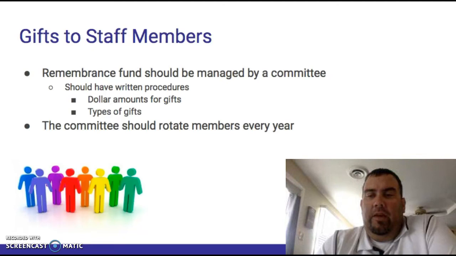And also types of gifts. Again, you don't want to have too many different types of gifts, because someone's going to feel like their gift isn't as nice as somebody else's gift. So you just really have to be careful, because you don't want to offend any staff members, also remembering that they can't be very expensive. And the committee needs to rotate members every year, and that's one of the reasons the procedures need to be written down. So as a committee, they can see what last year's people did and see what adjustments need to be made.